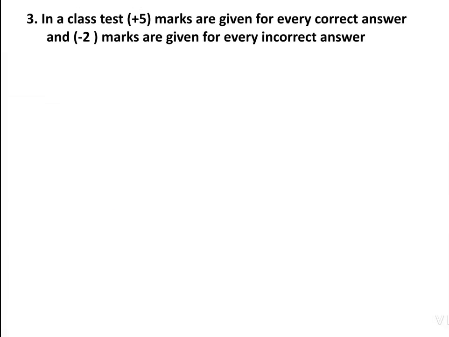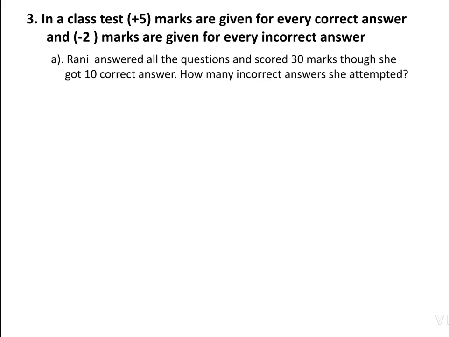In a class test, plus 5 marks are given for every correct answer and minus 2 marks are given for every incorrect answer. The same question was done in our multiplication of integers. In that question, we found the score of each student. But here the score is given. We have to find how many incorrect answers there are. By doing division, we can find it.